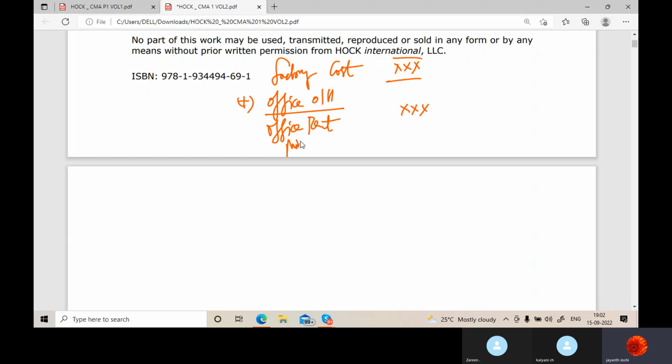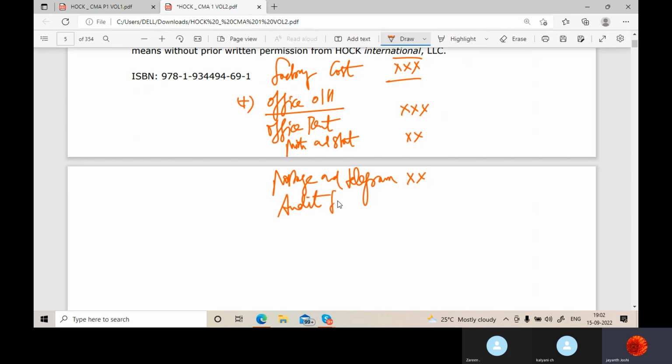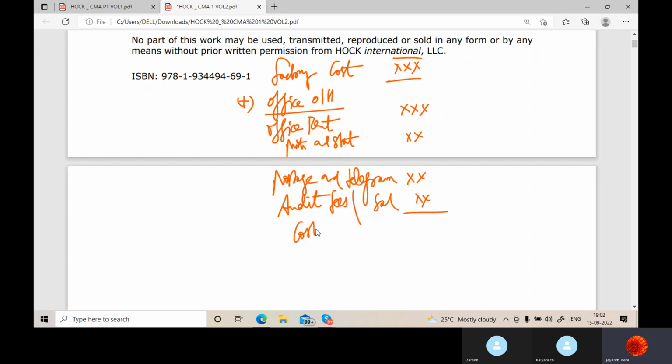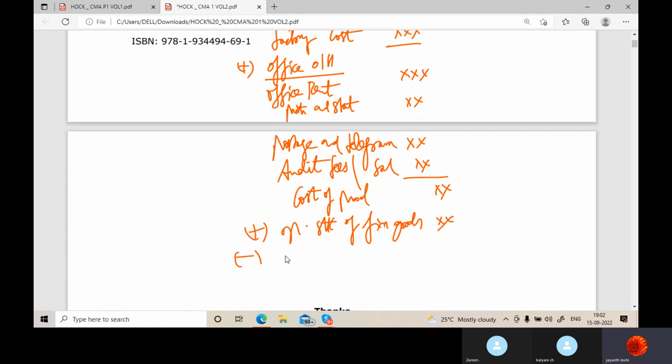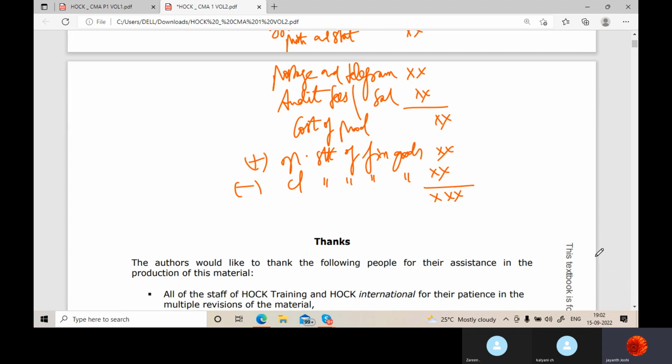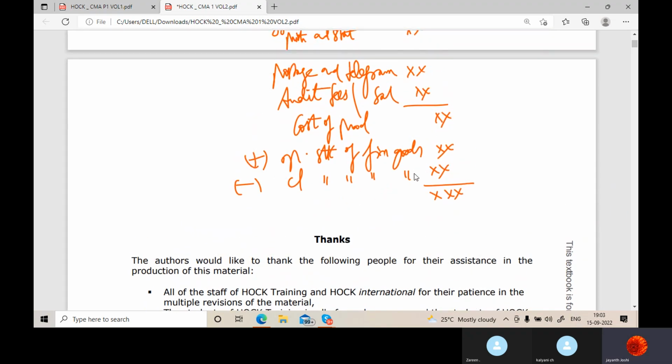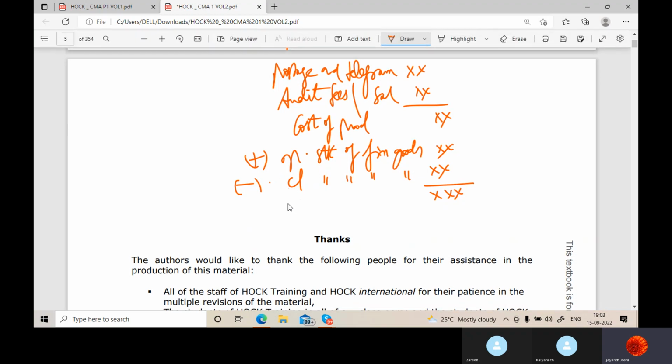So office rent, printing and stationery, postage and telegram, and all the other items like audit fees, salaries, etc. You can take up that one. We get cost of production. Then we can add opening stock of finished goods, less closing stock of finished goods. We get cost of goods sold.